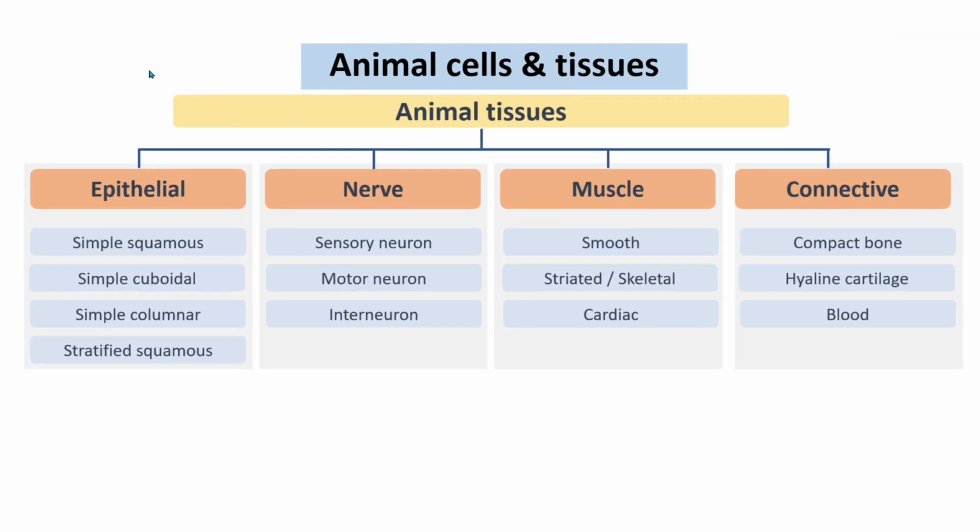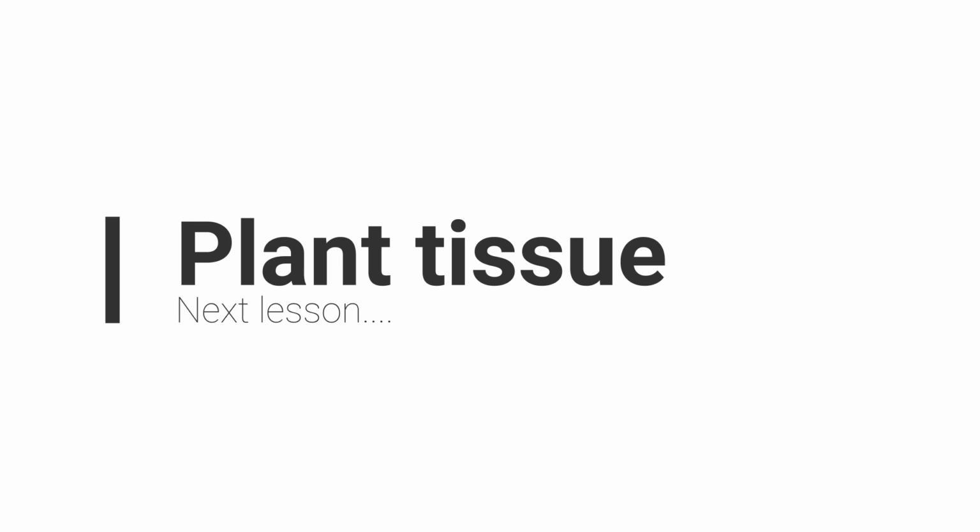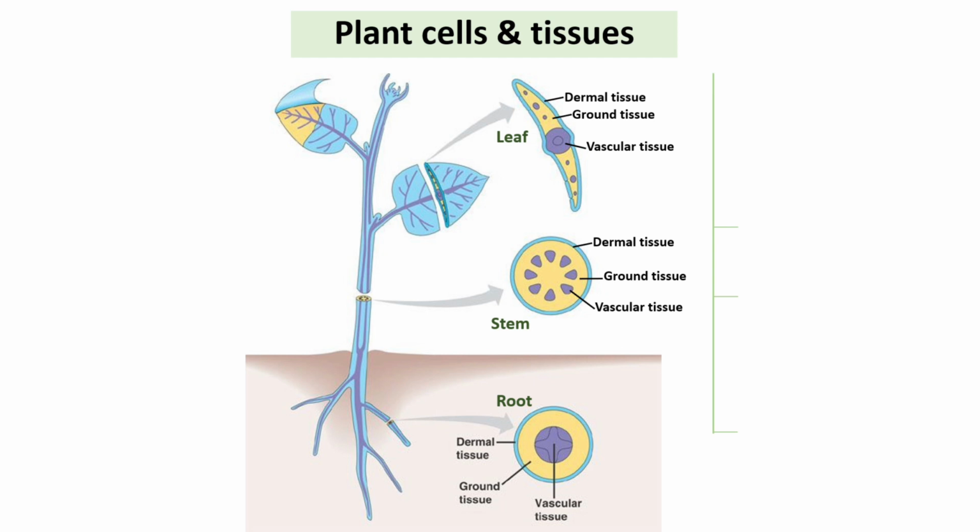As a conclusion, all 4 types of animal tissues, epithelial, nerve, muscle and connective tissues, work together to form an organization in our body, to function as a whole. That's all for animal tissues. Your next lesson is about plant tissues.